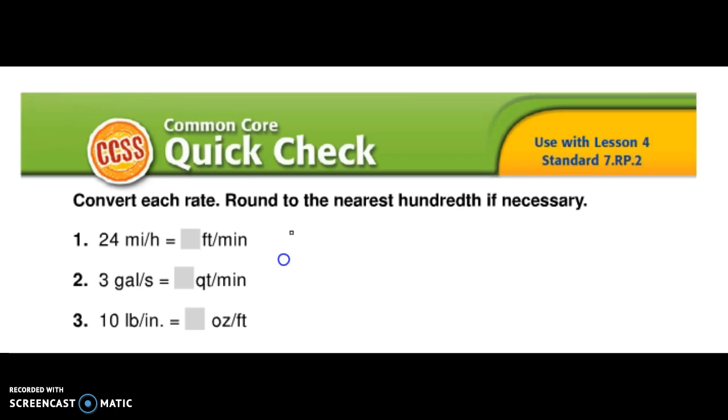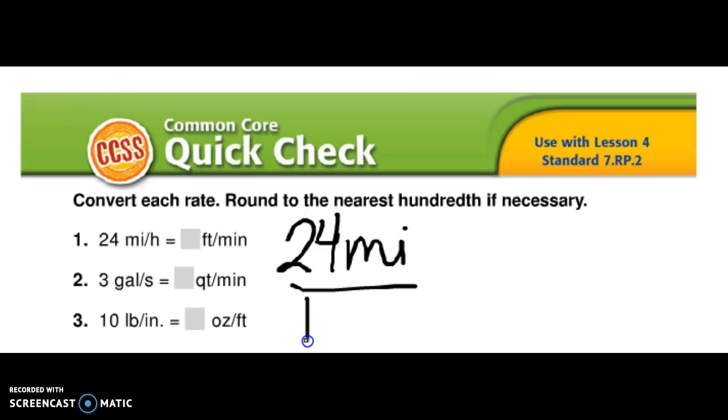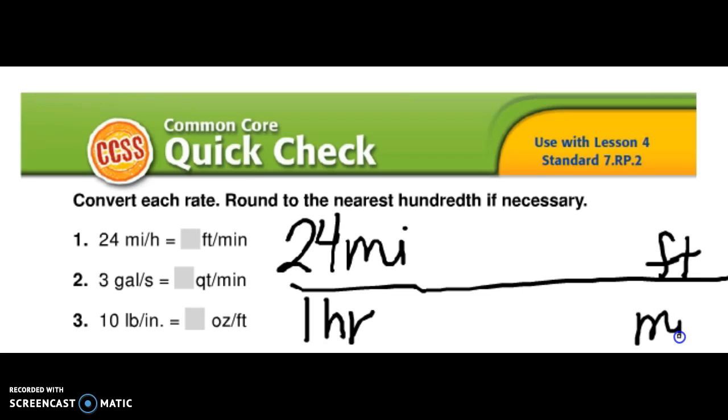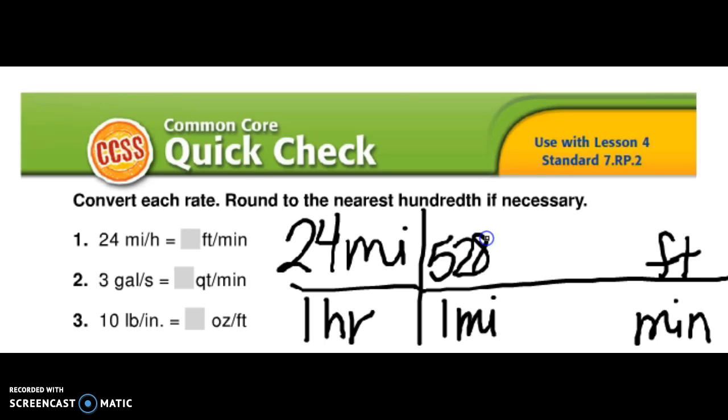All right, so our first example, we're going to set up with our train tracks. We have 24 miles per 1 hour. At the end of our train tracks, we want to end up with feet per minute. You look at the top, I have miles on top, but I want to end up with feet, so I'm going to have to change it. In order to get rid of miles, I need to put it on bottom, so I have 1 mile, which is the same as 5,280 feet.